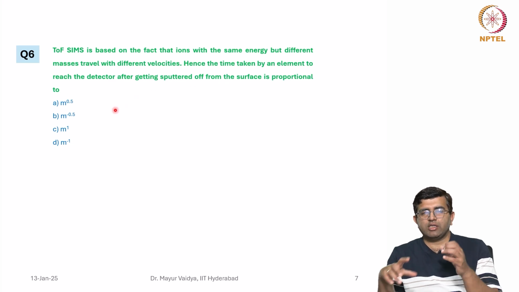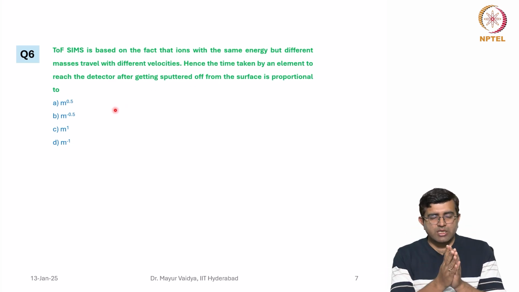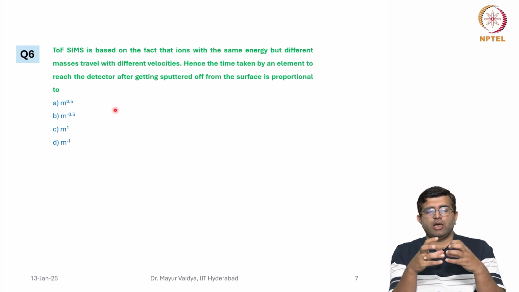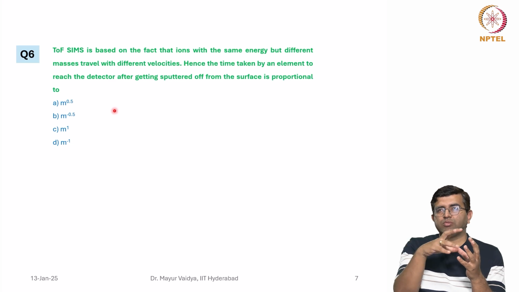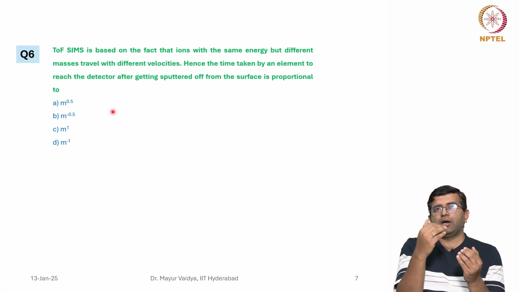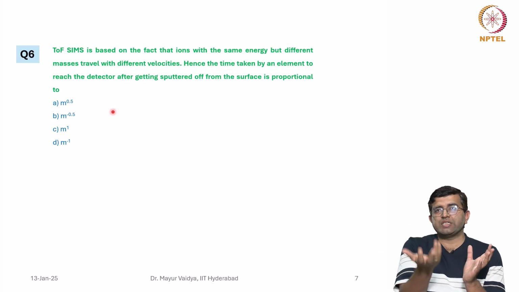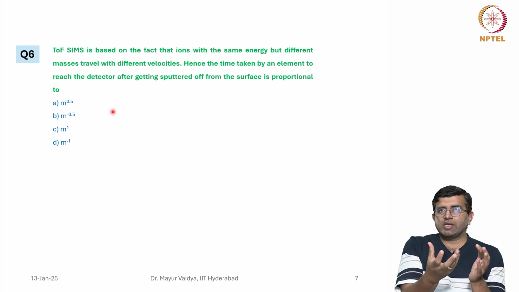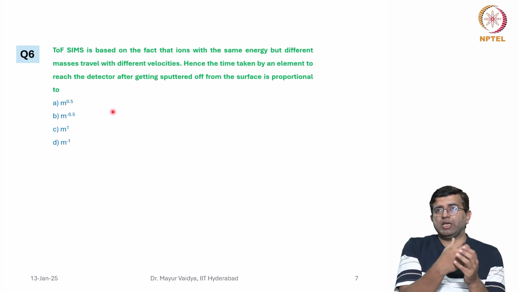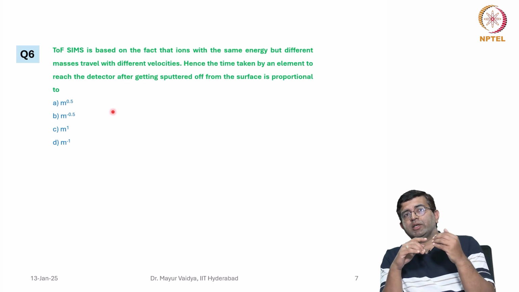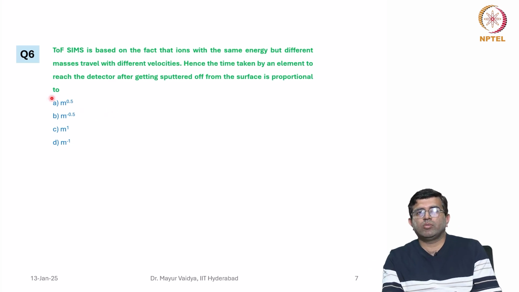So, the time of flight detector in SIMS is based on the fact that isotopes of different masses, if they sputter off from your sample with the same energy, will reach the detector with different velocities because the mass is different. So, the heavier the atom, the more time it will take to reach the detector. But that way you will see that both option A and C should be possible, so which is the exact relation?